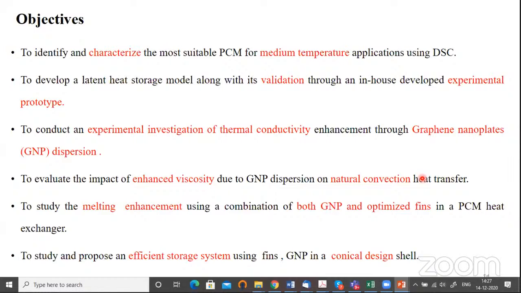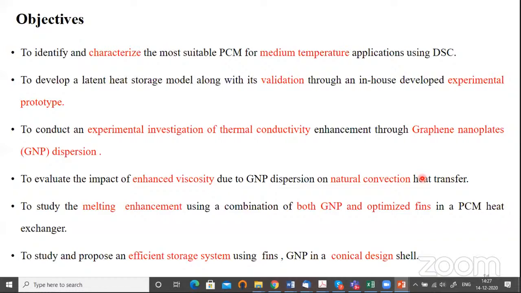Now we have to conduct the investigation of the thermal conductivity also, to see how the introduction of graphene nanoplatelets will have an effect on the overall thermal conductivity of the system. Of course, the enhanced viscosity due to this GNP dispersion also has to be studied to find out if there is any effect on the natural convective heat transfer which may get intervened by this dispersion of the graphene nanoplatelets.